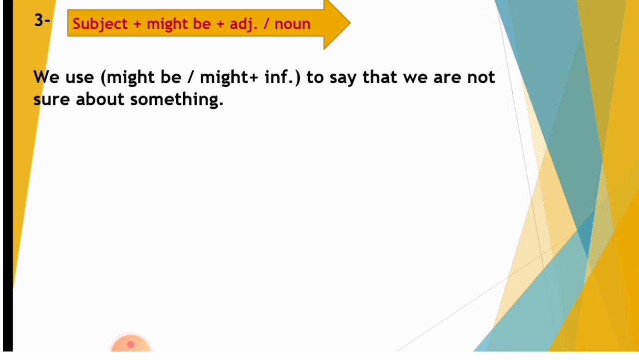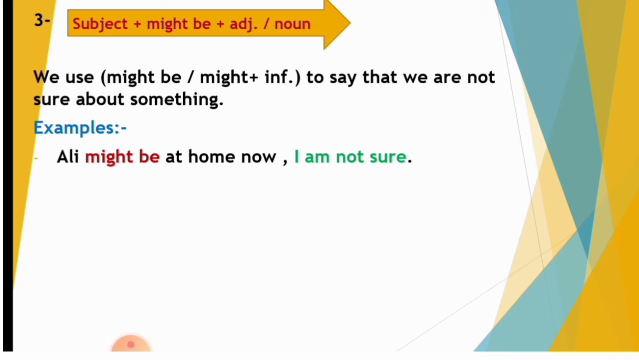We use might be or might followed by infinitive to say that we are not sure about something. Here, in this case, you are not sure. Take care and differentiate between can't be and might be. When you use might be, you are not sure. But when you use can't be, you are sure not. Let's continue.